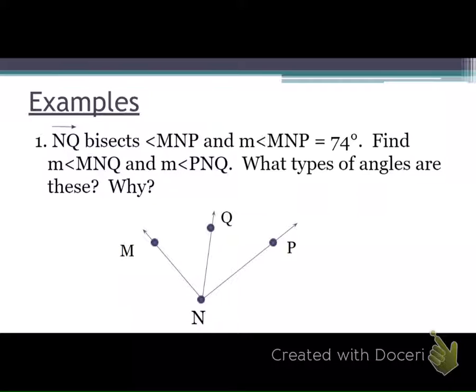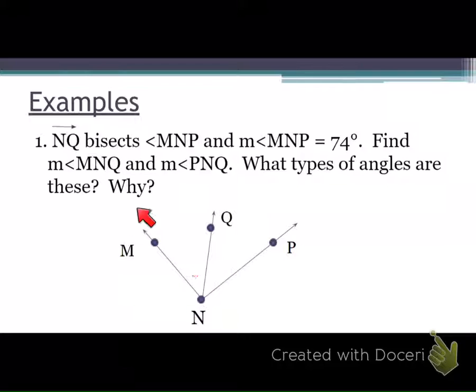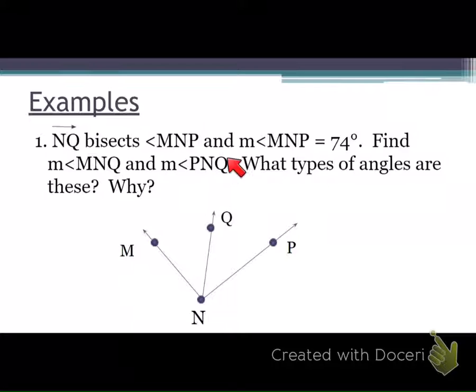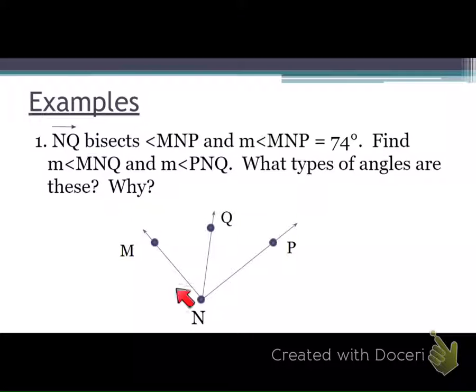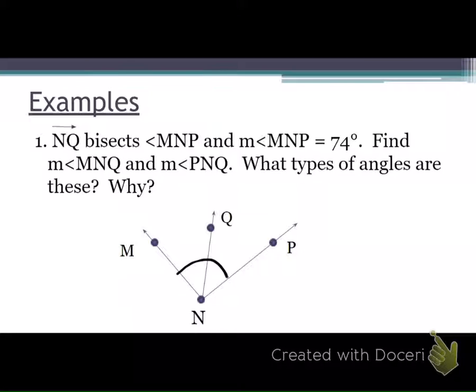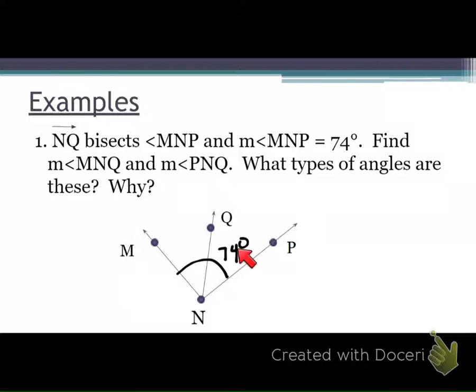On here it says NQ bisects angle MNP. Now what does that word bisect mean? Split in half. Okay, now it tells us the whole thing is 74 degrees. So this is how it would look. The whole thing is 74 degrees. When you see that semicircle here, it means the whole thing is 74.